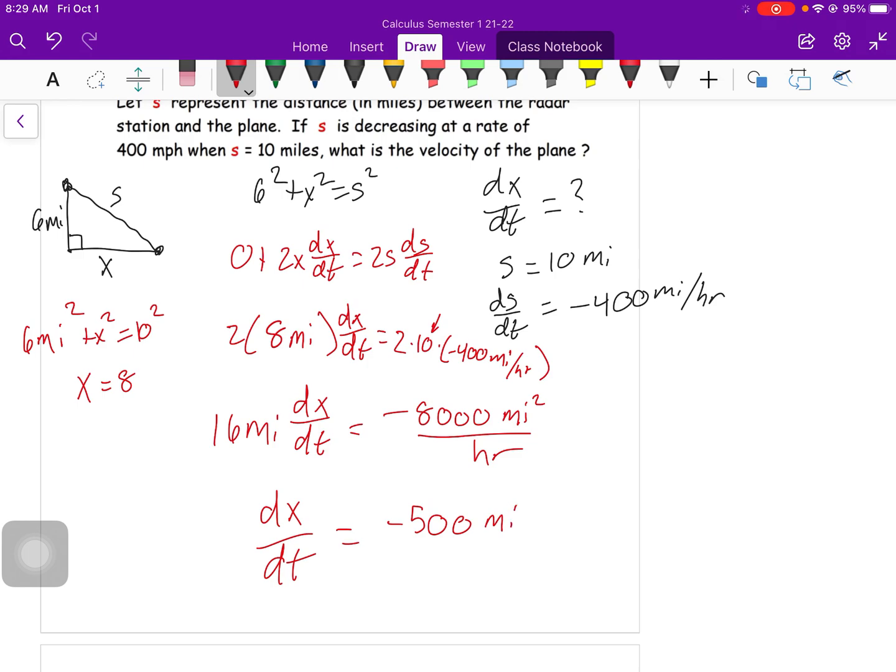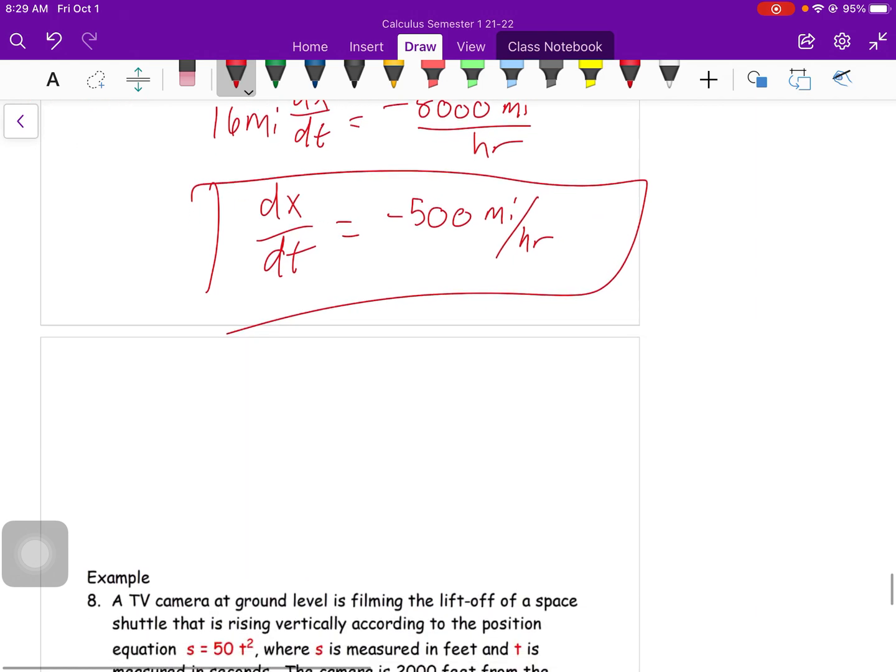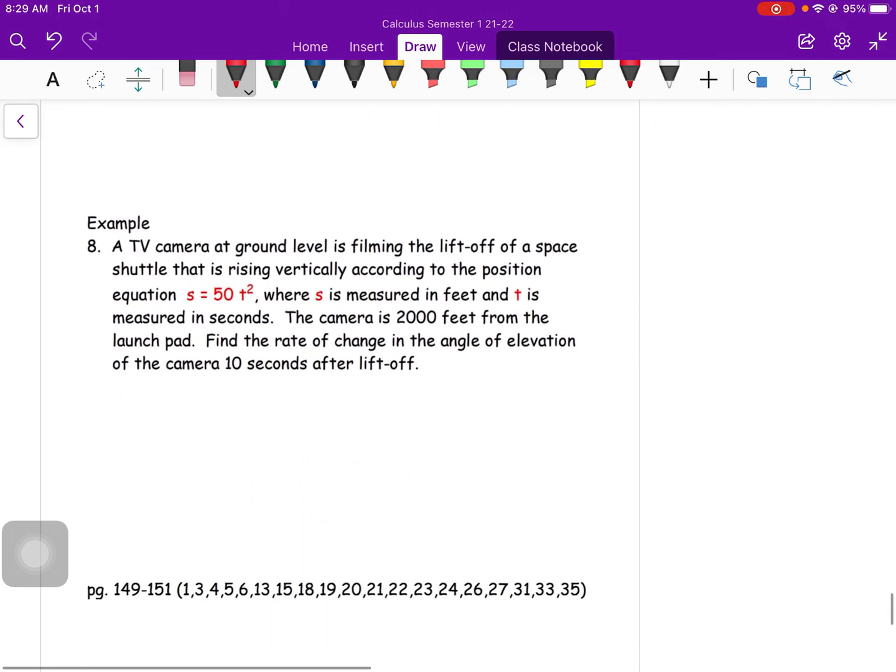Miles squared divided by miles is miles, and hours is by itself. So that is my rate of change of x with respect to time. It's getting smaller because as time goes by, that plane is flying directly overhead of that radar station. Okay, and then one more. We've got some trig now.